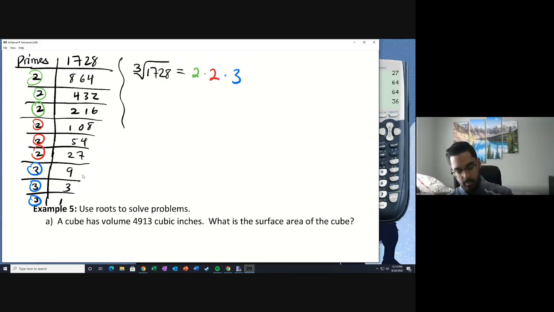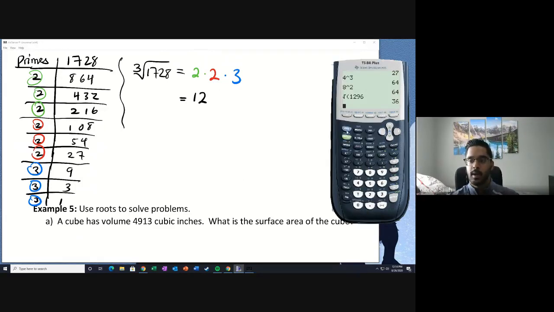So when you actually multiply those together, 2 and 2 give you 4. 4 with the 3 that's left gives you a 12. So let's double check to make sure that our math is correct. Let's find that cube root function. If you press math 4, that'll bring up your cube root. So 1728. There you go, 12. And you can even go the other way, 12 cubed, 1728.